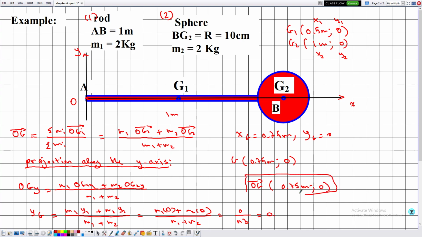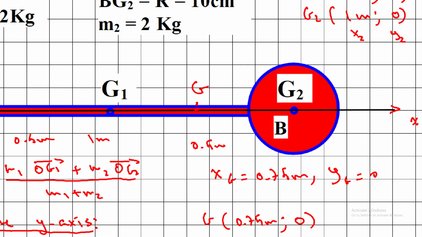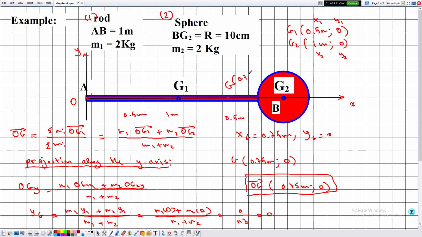Here we are simply locating the center of gravity of the system. If this is 1 meter, this is 0.5 meters, and this is 0.5 meters, then the point G will be located somewhere here, okay? So the mass of this system consisting of the rod and the sphere is concentrated at this point, G, at 0.75 meters and 0. Now, what's the importance of locating the center of gravity? The weight acting on this system has a point of application, which is the point G. In this case, the weight represents the total weight of this system, okay?